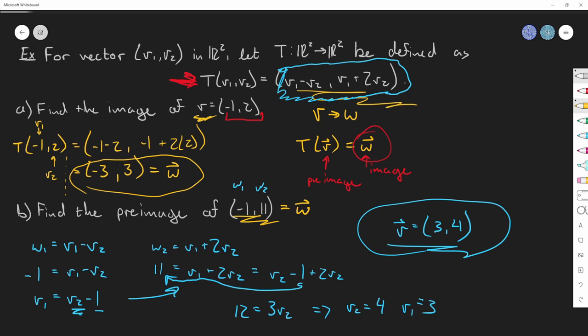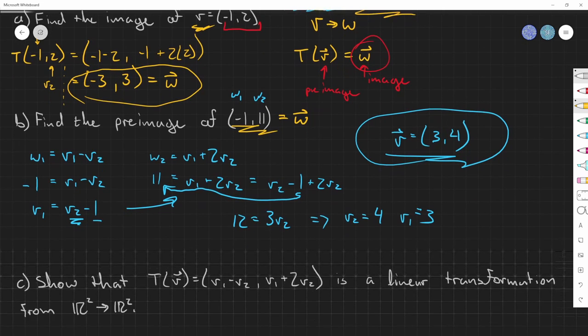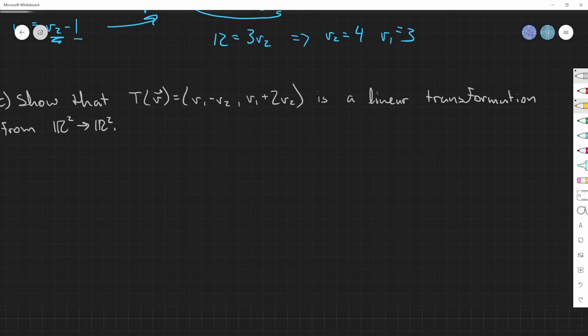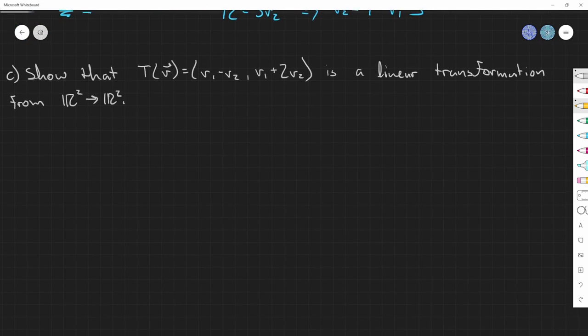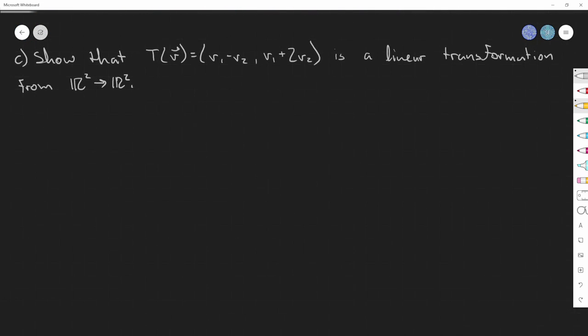So we were given this function that lets us take a vector and convert it to another vector, or its image. But how do we know that this is a linear transformation? Well, just go ahead and do part C that I was hiding over here all along. Ha ha ha. Now we have to show that this transformation is a linear transformation from R2 to R2.